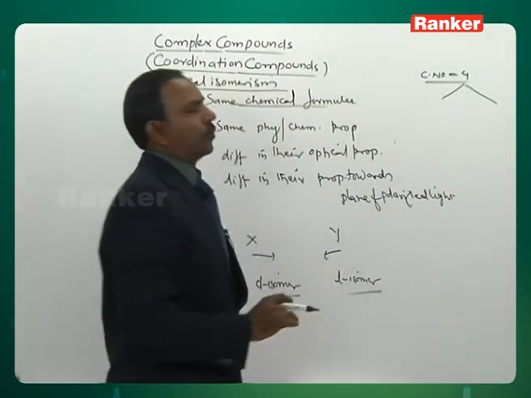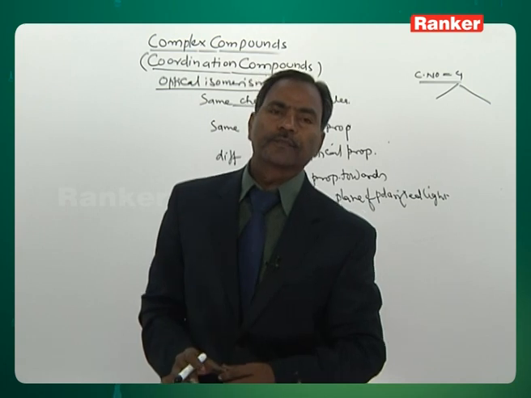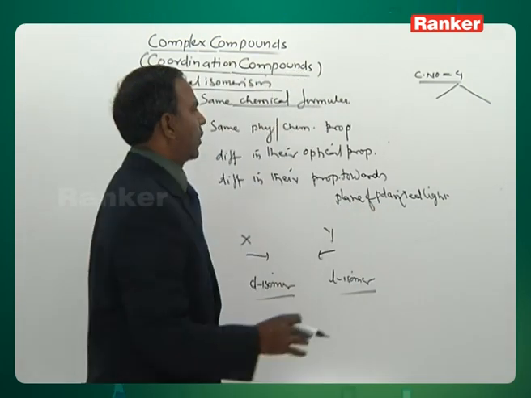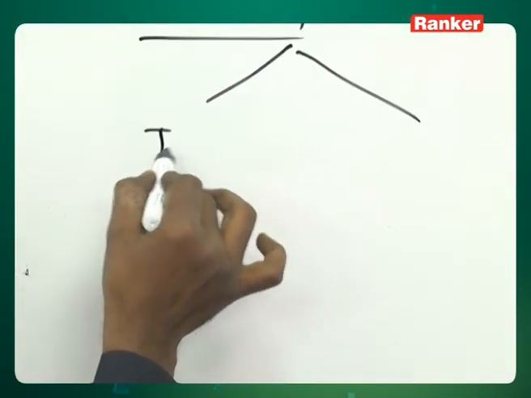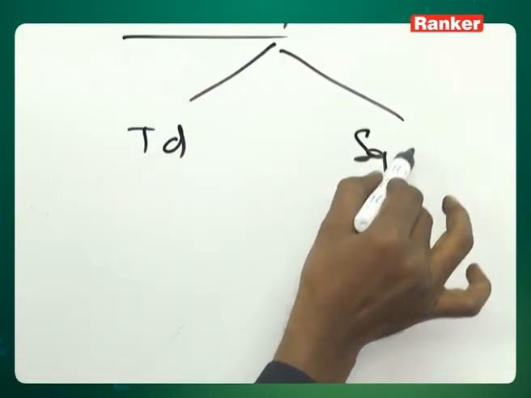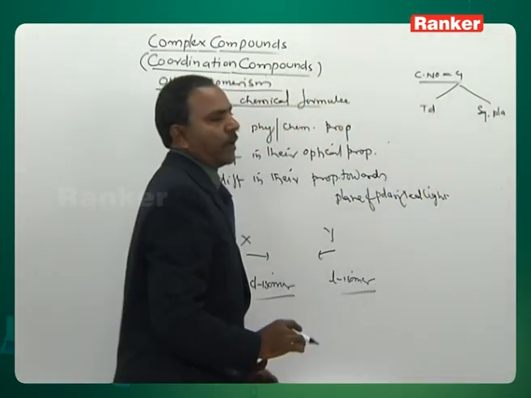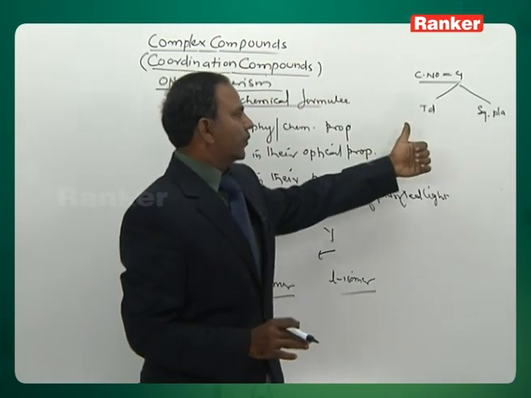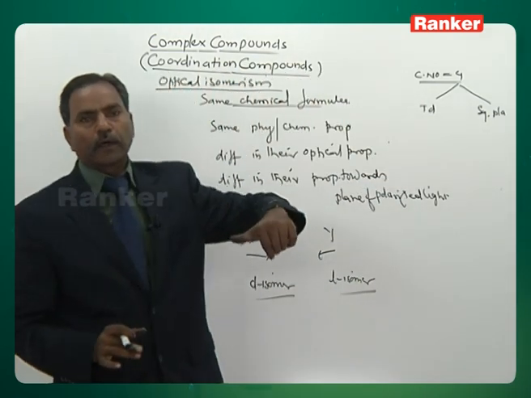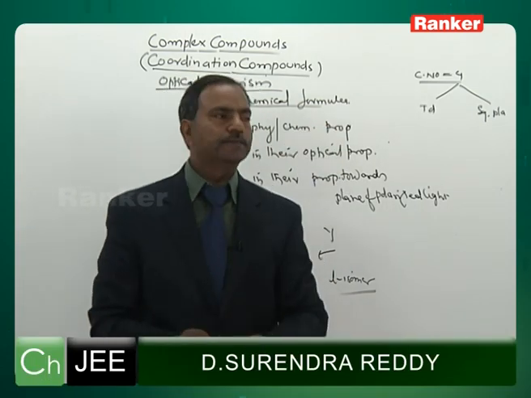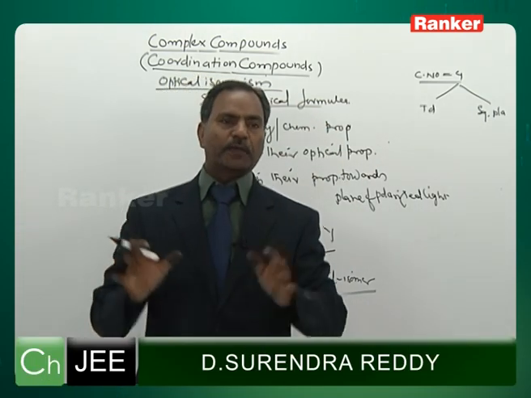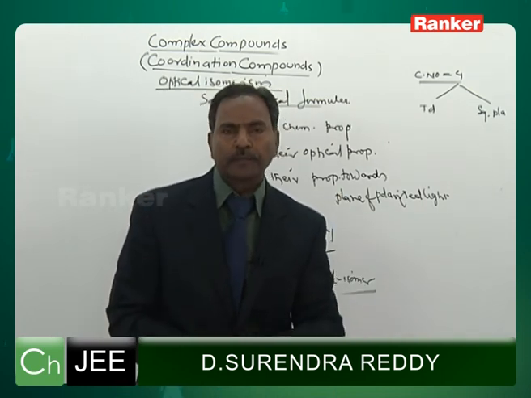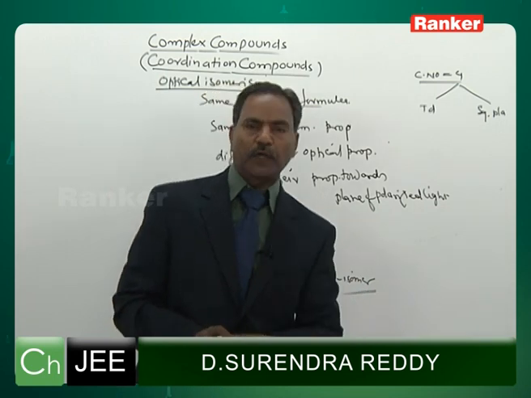Let's recollect, in coordination number 4, two geometries are possible again. One is tetrahedral, the second one is square planar. Next, here in coordination number 4, we talk about optical isomerism. Tetrahedral geometries only exhibit optical isomerism, but not square planar.